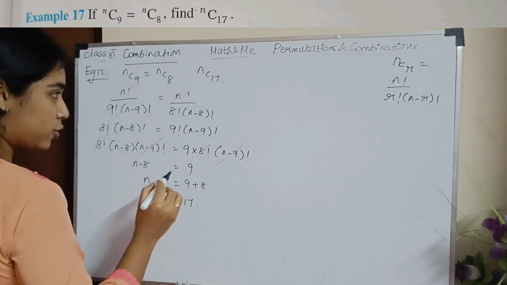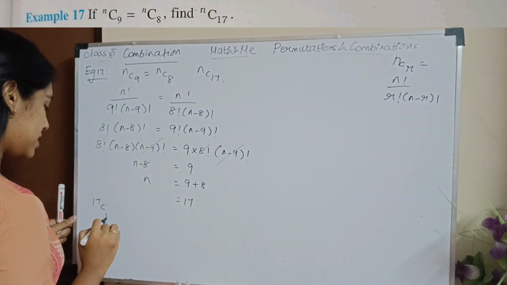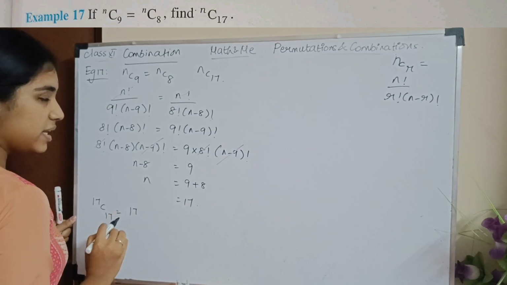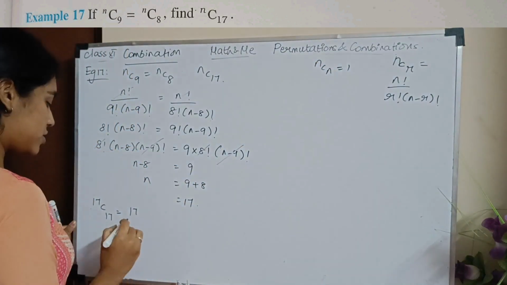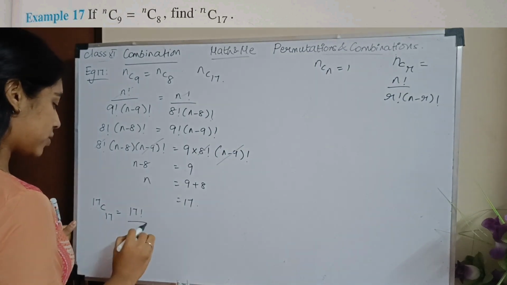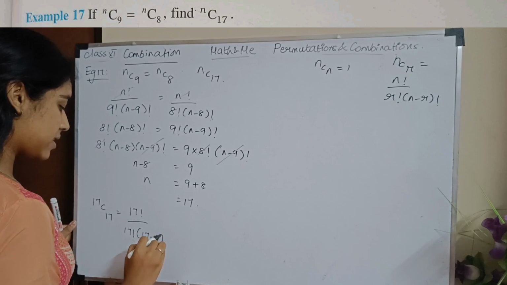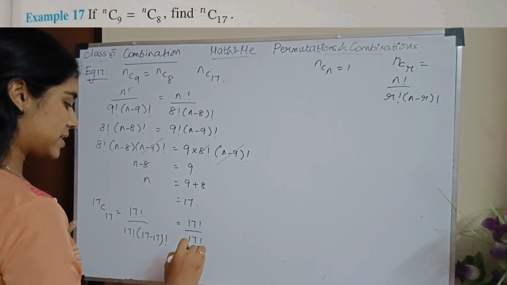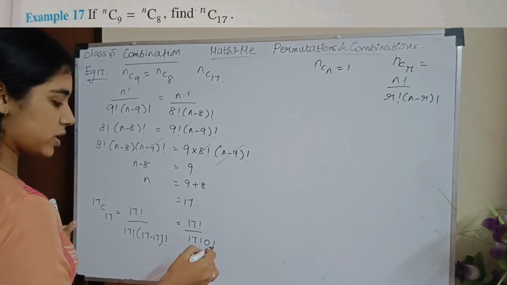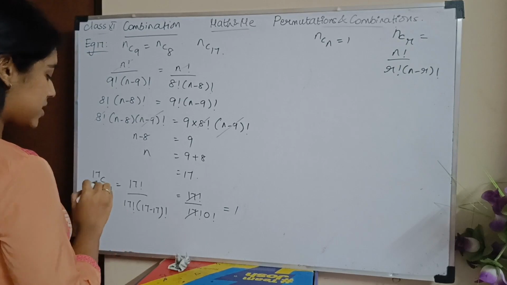So now they are asking you to find nC17. So it will be 17C17, which we just saw nCn is 1, but we'll just do it. 17 factorial divided by 17 factorial times 17 minus 17 the whole factorial. So this will be 17 factorial divided by 17 factorial times 0 factorial. 0 factorial is 1. 17 factorial cancels, so 1. Okay. So nCn is 1.